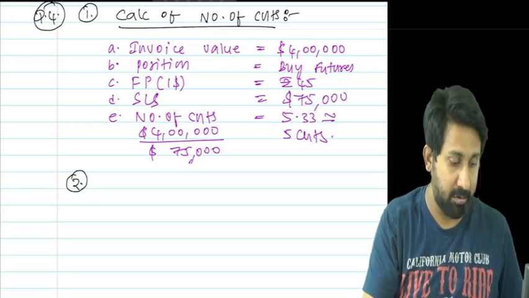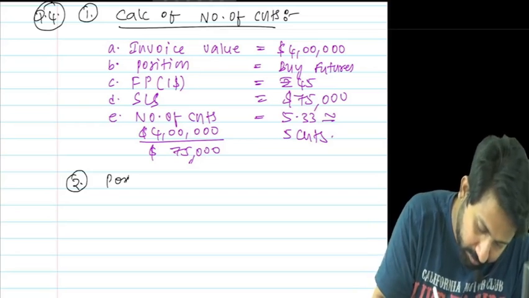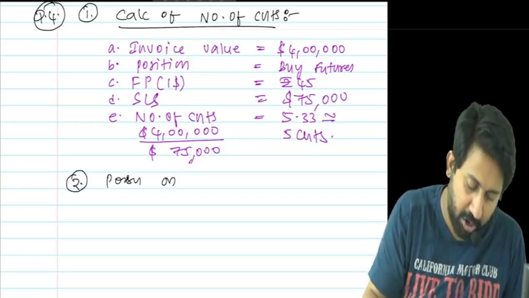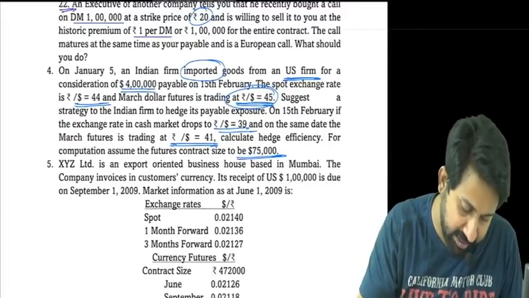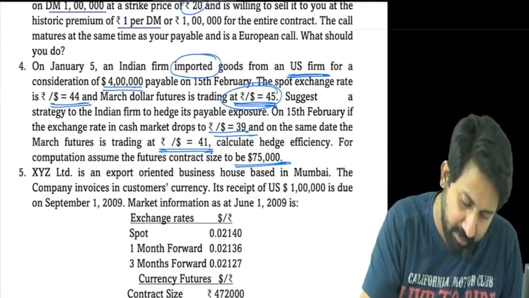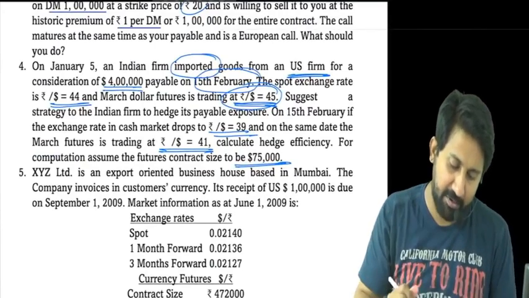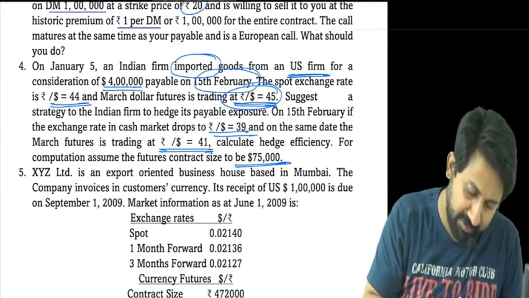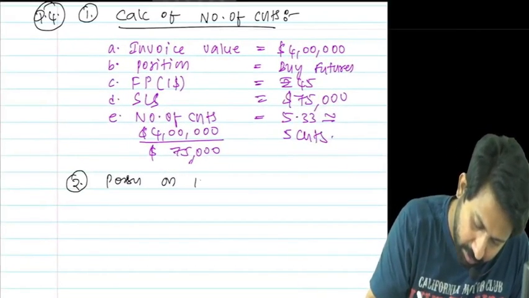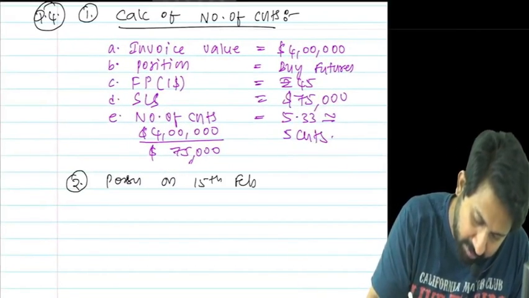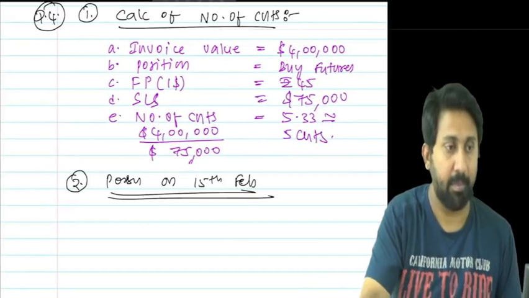Position on maturity date. Instead of writing like that, we will do one thing. When I need to make the payment, 15th February. Position on 15th February. Okay.